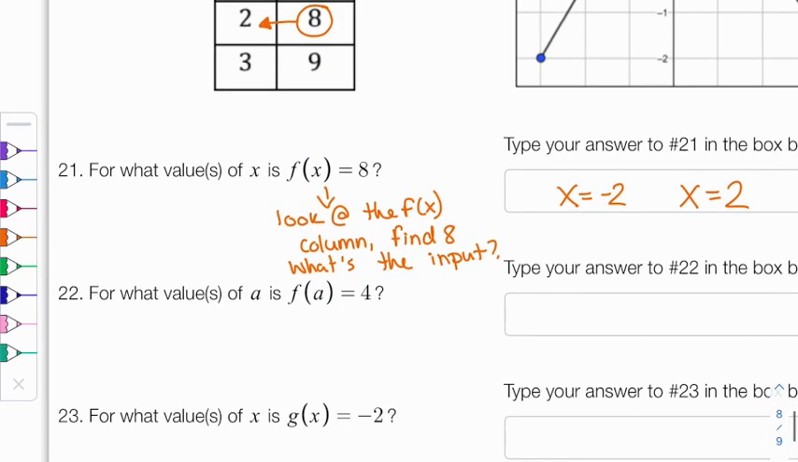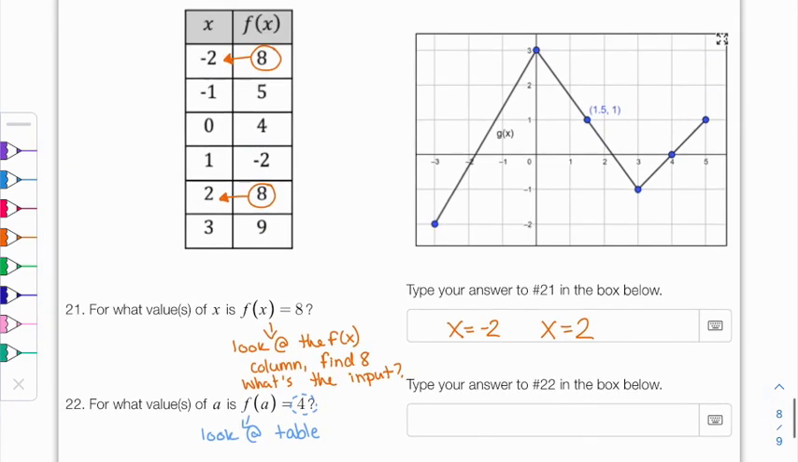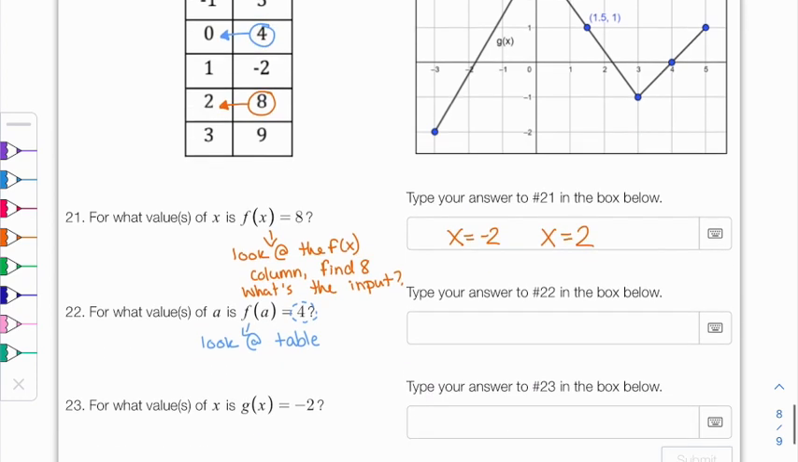Here it says what values of a is f of a equal to 4. It does not matter. I'm still looking at the table. This is the output, so I'm going to go to 4. What is the input? 0. And I'm just using a because that's what it told me to use.